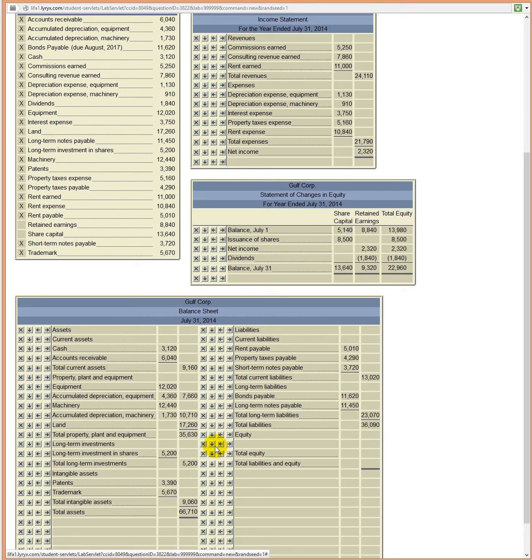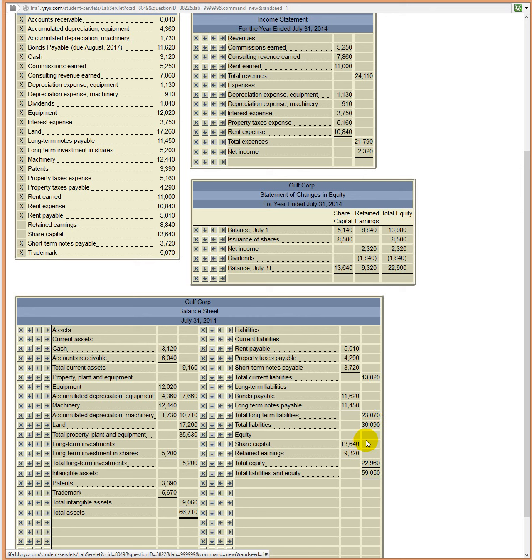And then equity. We need two slots in equity. One for share capital. I wonder if it'll allow us to do that. Look at that. Okay, so the share capital was 13,640. Retained earnings was 9320. The total equity was 22,960. And let's just check to see whether this balances. We already have total liabilities here, so we can add in the total of the total liabilities plus the total equity.